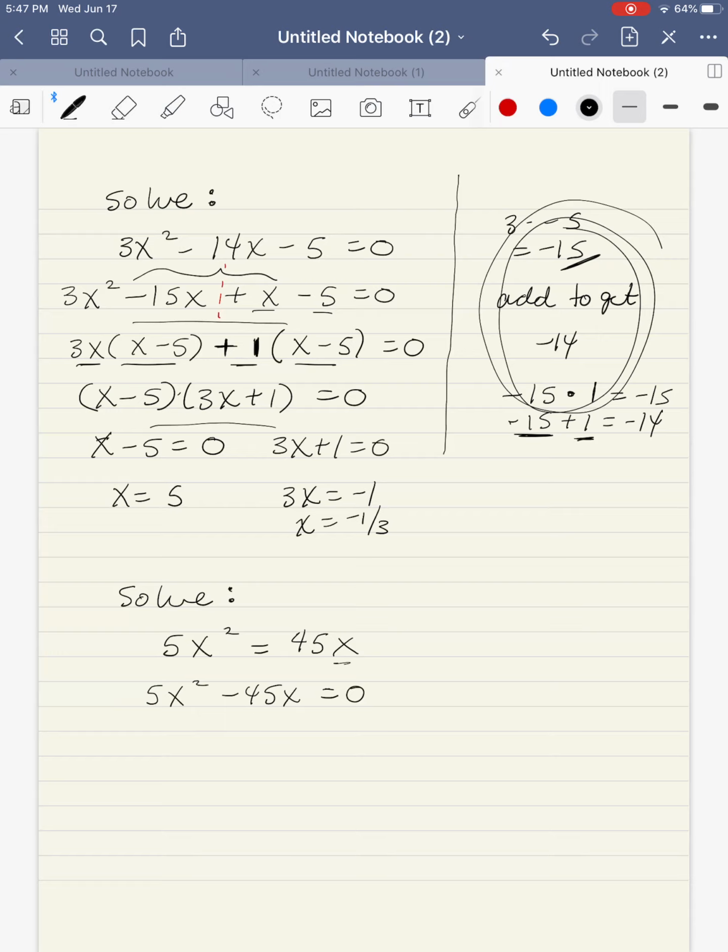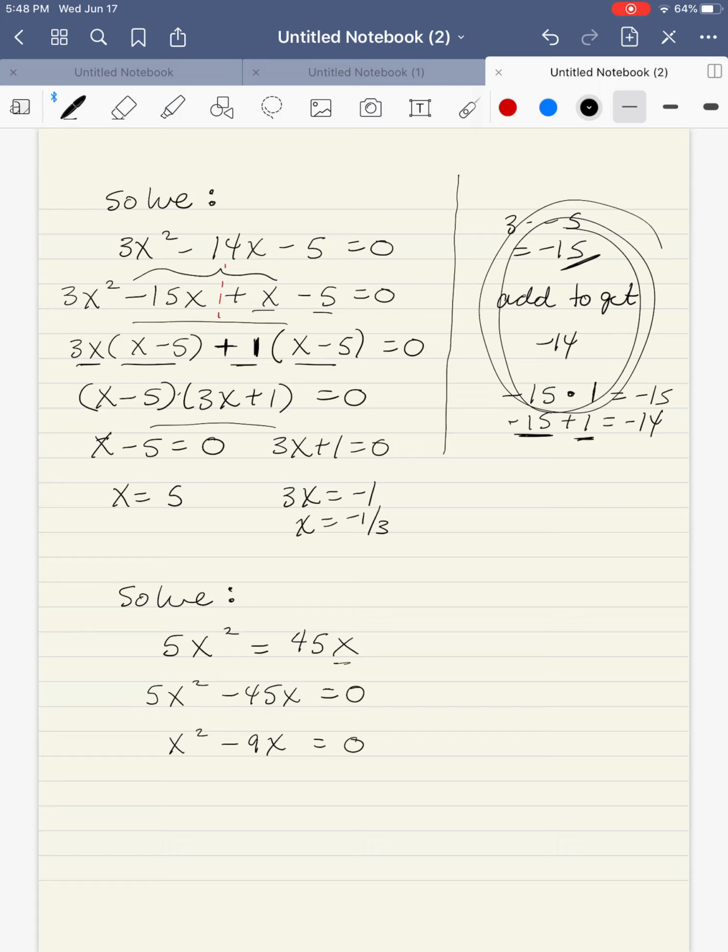Then my next step is to completely divide out any common numbers. I can divide out a 5. So I have x squared minus 9x, and 0 divided by 5 is just 0. Now's the time to think about that next step. Factor out any common variables. If I have an x in every single term, I can factor out that x.